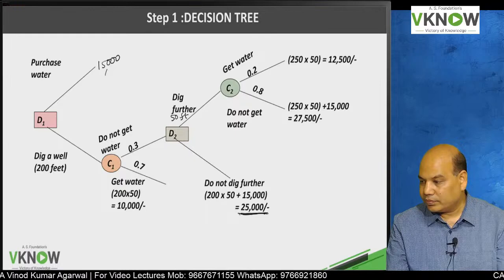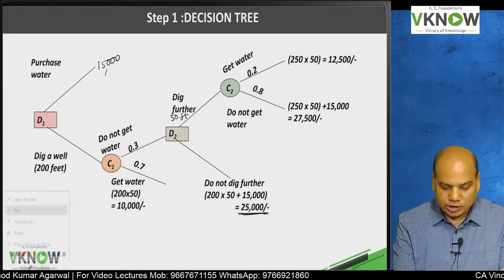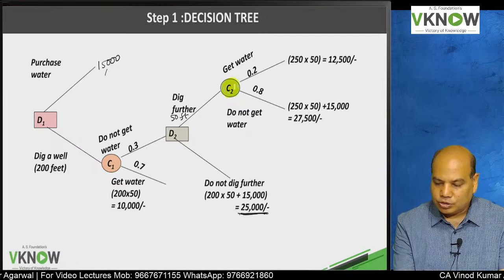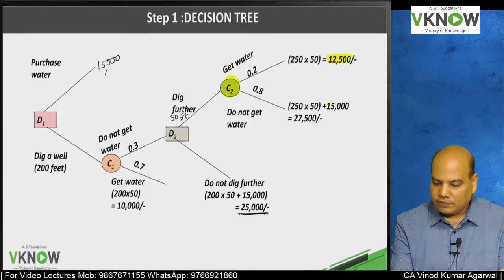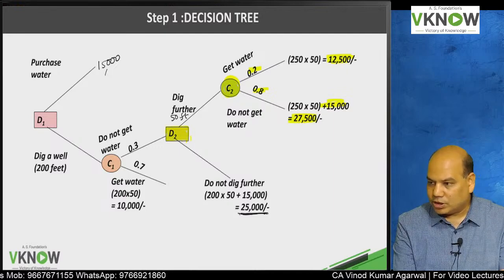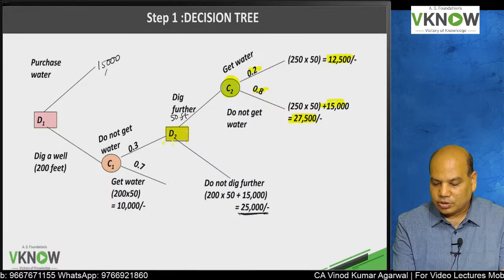No query? So my evaluation will be from right to left. First I will value C2, which is a chance node, which will be values multiplied by probability. Then I will value D2, which is a decision node. My objective is to minimize the cost.